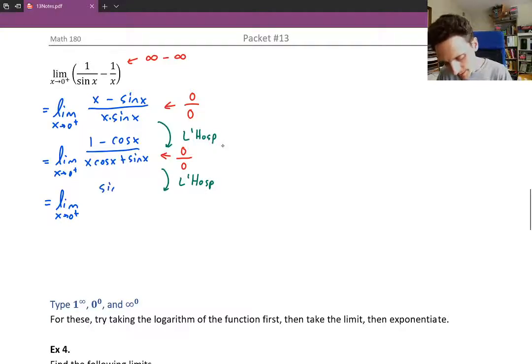Here we'll get sine x on the top when we take the derivative. Then on the bottom, we're going to have the derivative of x cosine x. That'll involve a product rule. We're going to have the first times derivative of second plus the derivative of the first, which is 1, times the second. Then the derivative of sine x, that separate term, is cosine x.